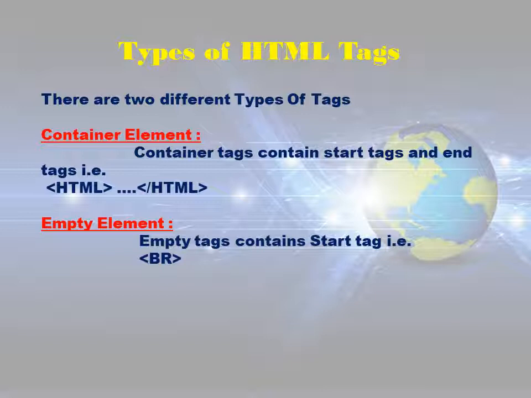So what is a container element? It is a tag which contains a start tag and an end tag, that is HTML and closing of the HTML. So whatever comes between the opening of the tag and the closing of the tag, it is called a container element. Second, empty tag. Empty tag means what? It only contains the start tag, the tag which has no closing tag. It is called an empty element or the empty tag. So these are the main two types of the HTML tags.